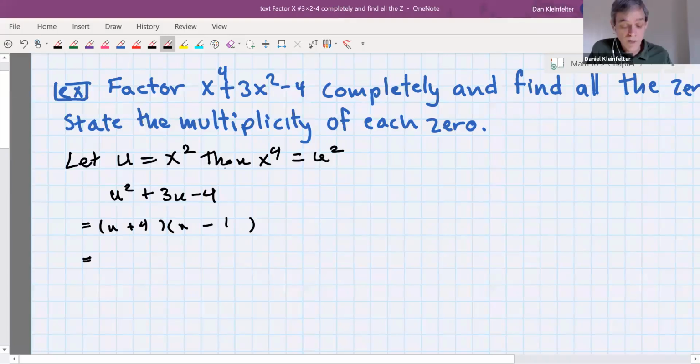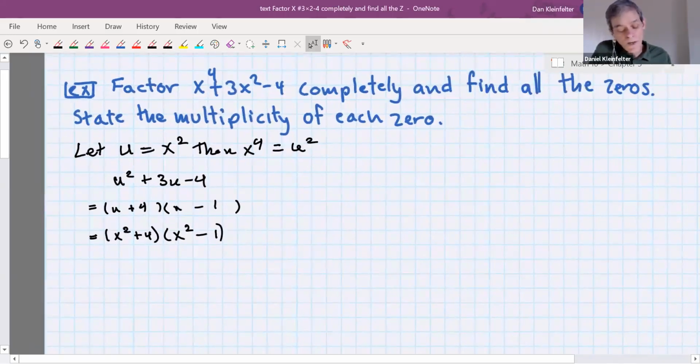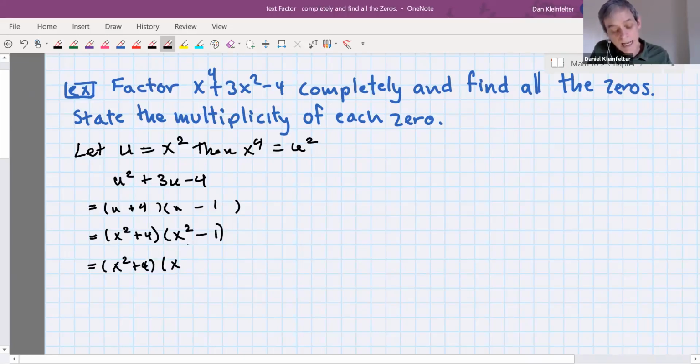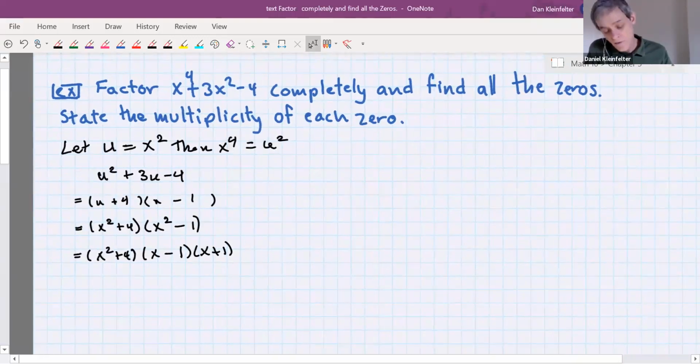So then we can undo the substitution at this point. Our u is equal to x squared. So this will be (x squared plus 4)(x squared minus 1). All right. So we wanted to factor this completely. If we factor for just real numbers, we'll have x squared plus 4, which doesn't factor using real numbers. And then x squared minus 1 factors as (x minus 1)(x plus 1). Okay, there's the factored form we needed to give.